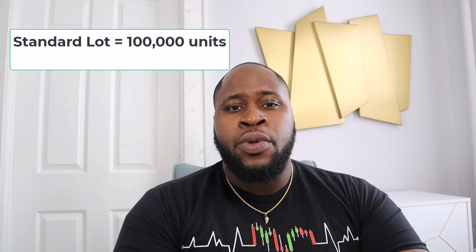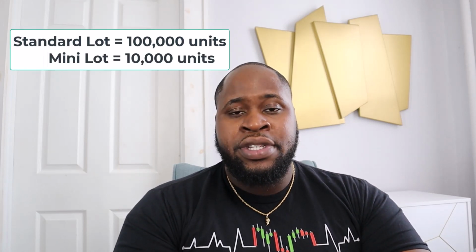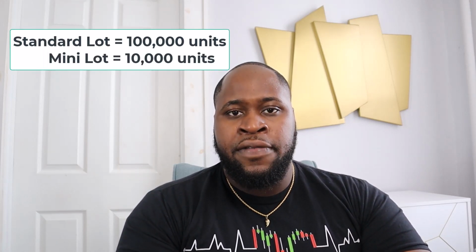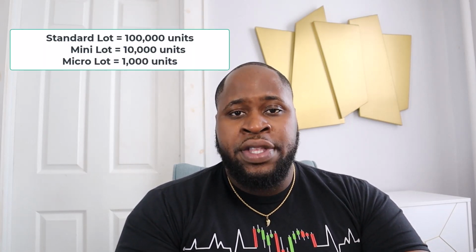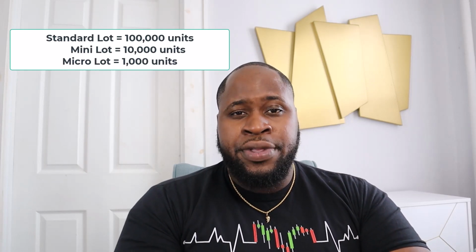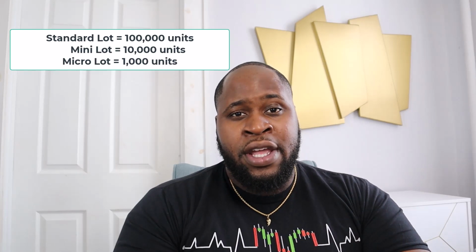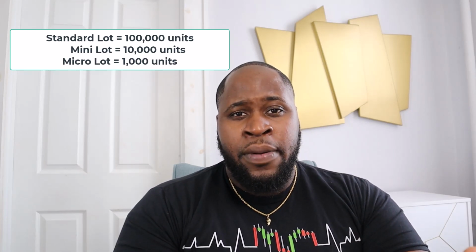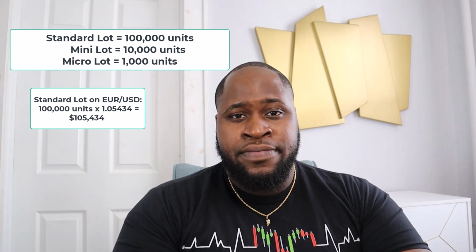In the Forex markets, there are certain types of positions that you can take. The first starting with a standard lot, which equals 100,000 units of that currency, followed by a mini lot, which equals 10,000 units of a currency. And we also have a micro lot, which is 1,000 units of a currency. Now, what all this means theoretically is if I wanted to take a standard lot position on a currency pair, I would have to buy or sell 100,000 units of that currency pair.